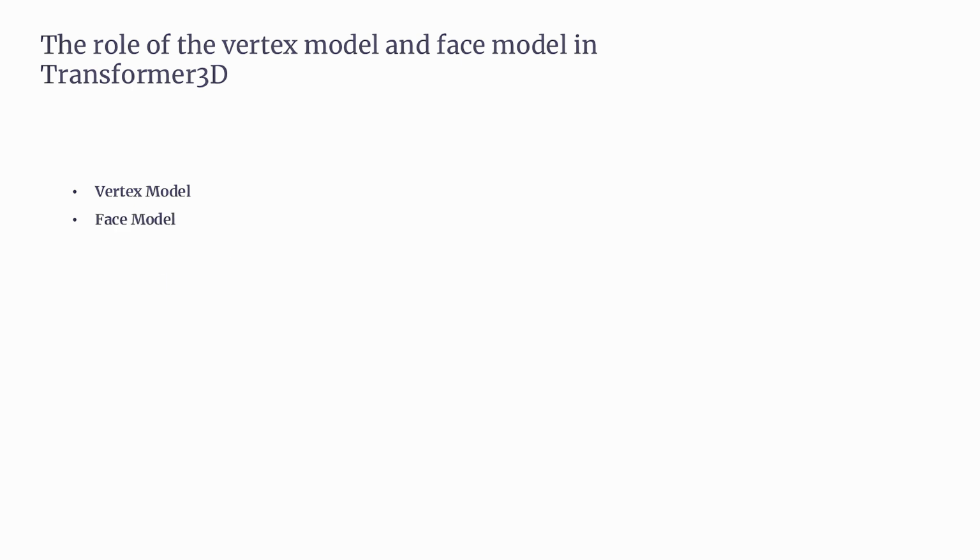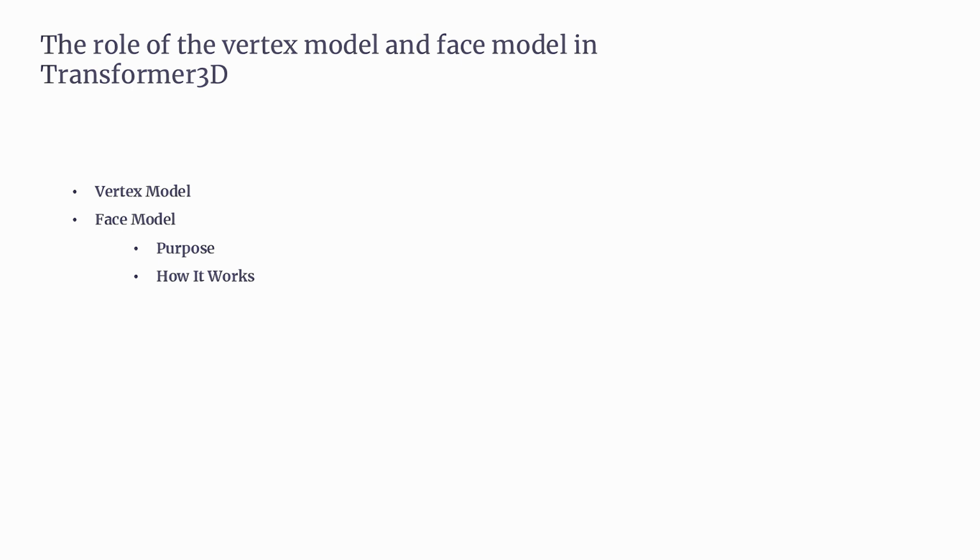The second, face model. 1. Purpose. The face model builds on the work of the vertex model. Its job is to generate the faces of the mesh, which are the surfaces that connect the vertices. Faces are critical because they form the outer surface of the 3D object.